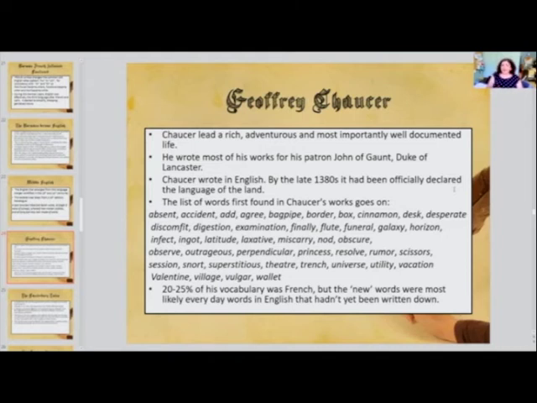Okay, the list of words first found in Chaucer's work, there's tons and tons of them. Now, that doesn't mean he coined these terms. They're just the first time we find them. But you can see the list is long, so I'll read you just a few. Absent, digestion, latitude, outrageous, observe, perpendicular, princess, resolve. These are all the first time that these words have been written down. 20 to 25% of his vocabulary was French words, but the new words were likely these everyday English words.